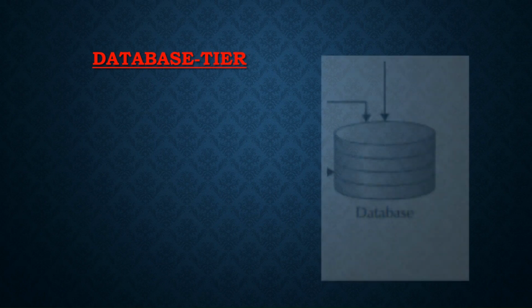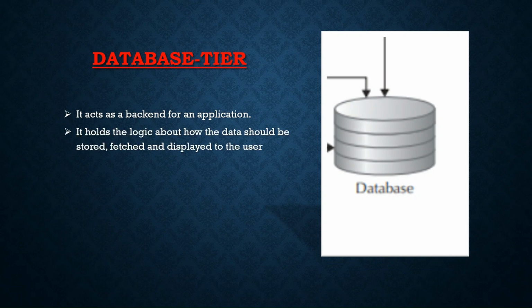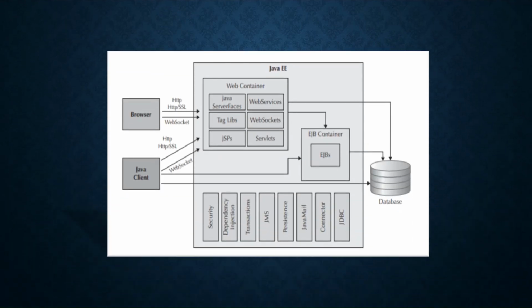Database tier. In the database tier, we store the user applications. It acts as a backend for an application. It holds the logic about how the data should be stored, fetched, and displayed to the user. As a Java EE developer, we have to mainly focus on the middle tier to make the applications easier, robust, and secure.